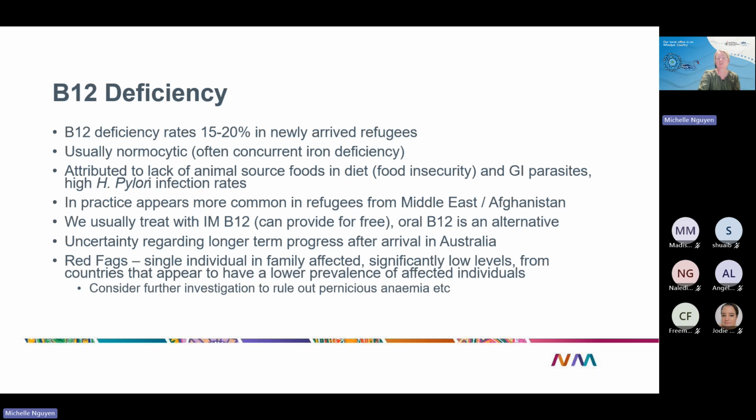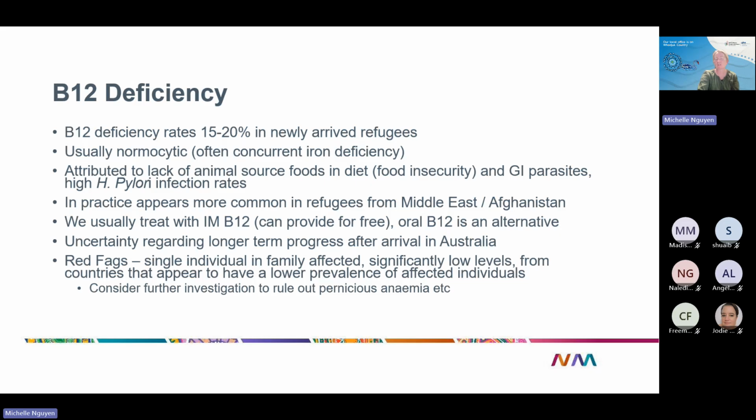So again, that's food insecurity, and potentially also GI parasites and high H. pylori infection rates are supposed to contribute to B12 deficiency. In practice, we see it most commonly in refugees from the Middle East and Afghanistan. We usually treat with IM B12. In our clinic, we provide that for free.